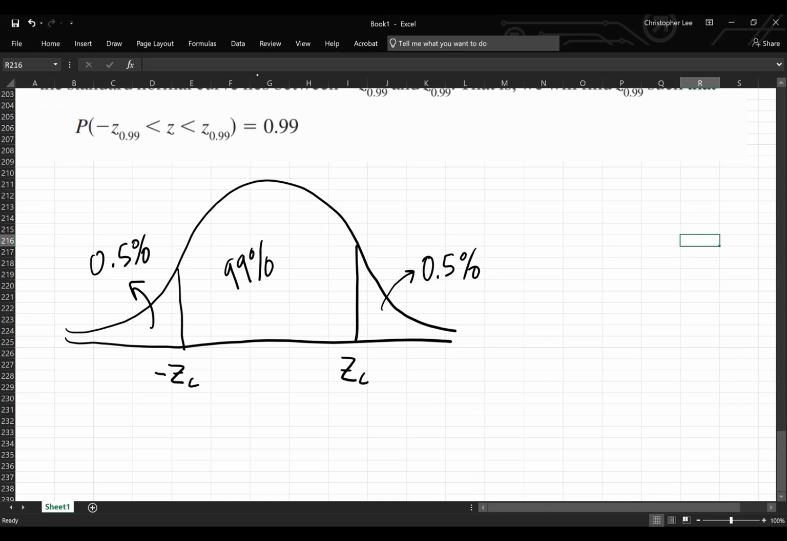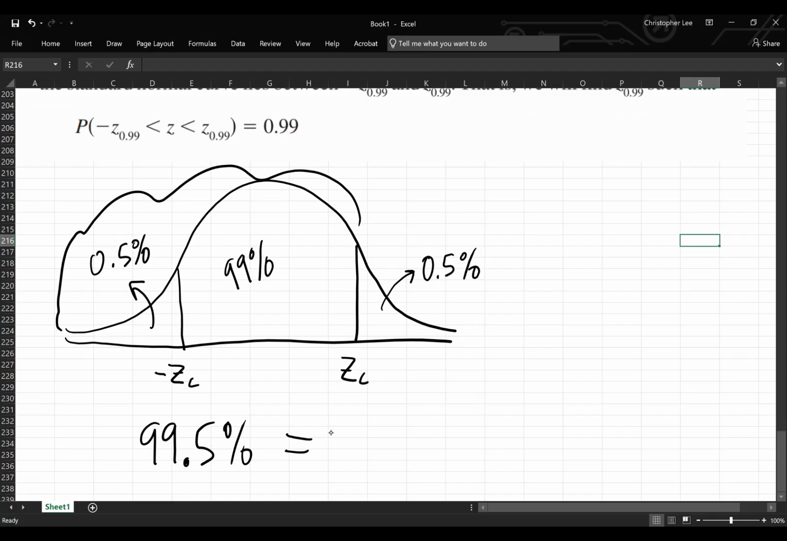So what you could do, if you wanted to look this up in the table, is just look up from here, this top portion. So 99% plus 0.5% gives me what? 99.5%, also known as 0.9950. You could look this up in your table. All right, let's do that.